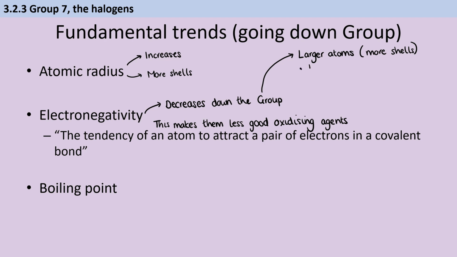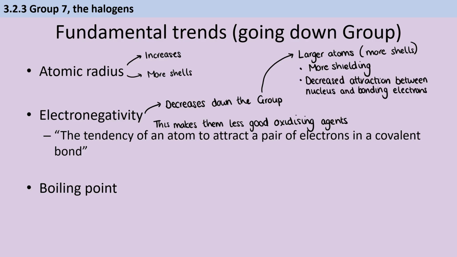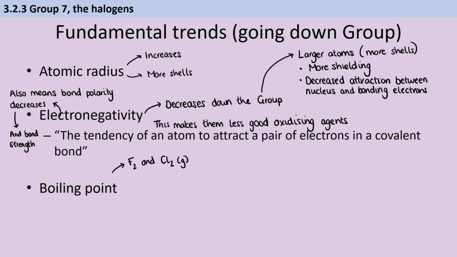The reason for all this is this larger atomic radius, including more shells. So this means that the outer shell electrons are experiencing more shielding, and therefore there's a decreased attraction between the nucleus and the bonding electrons. And this is really important. You need to be talking about the bonding electrons, not just outer shell electrons in general, because electronegativity is about attracting electrons that are in a covalent bond. This also means that the bond polarity decreases as you go down the group, so we know that when fluorine bonds, it often makes very polar bonds, and this is also going to mean that the bond strength changes.